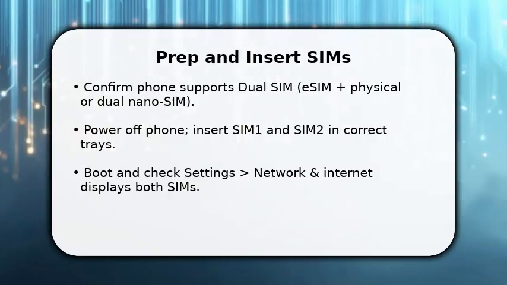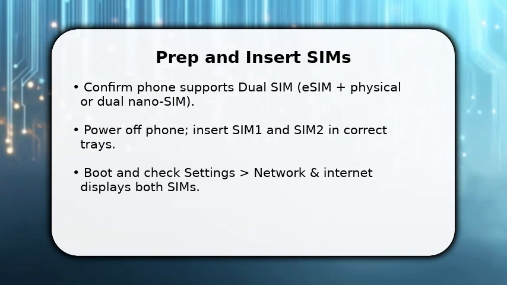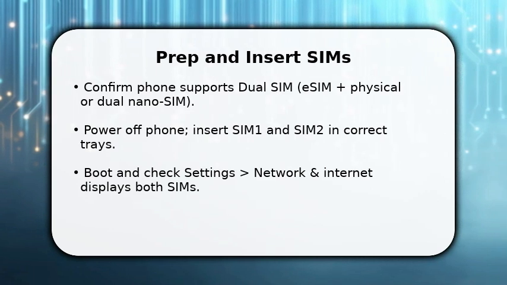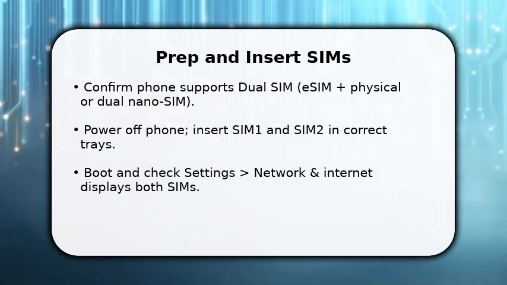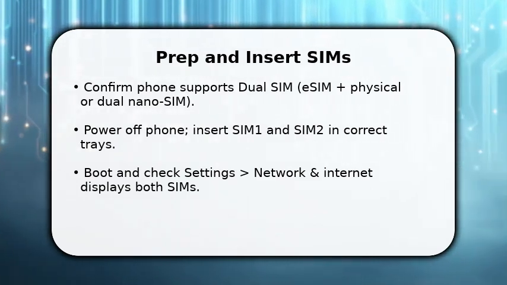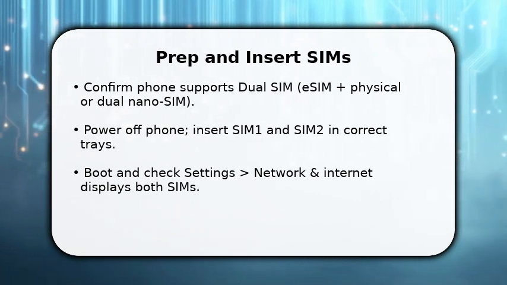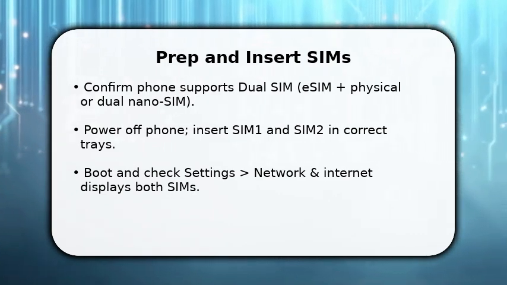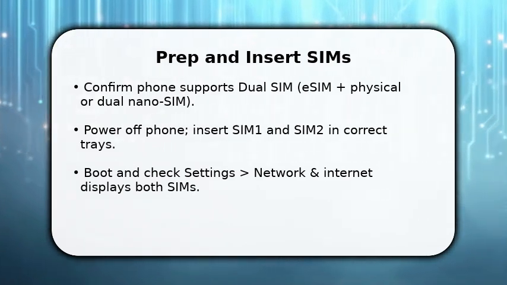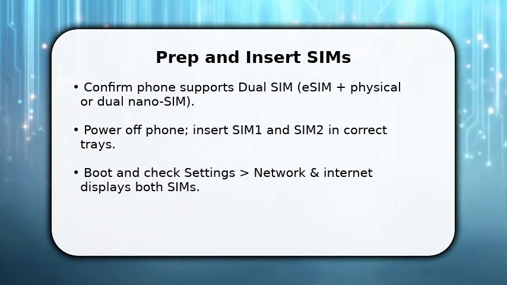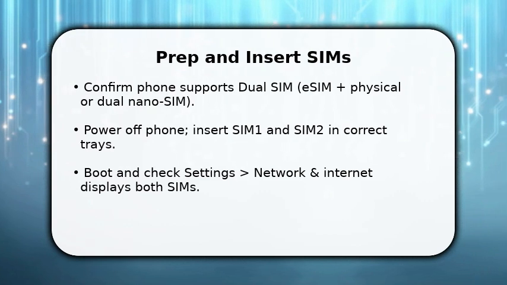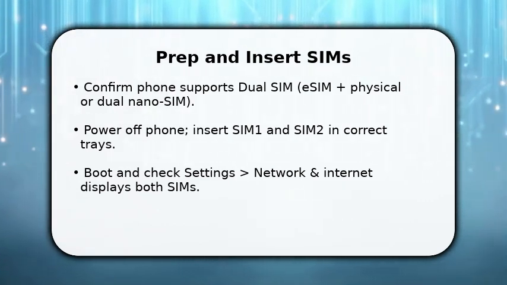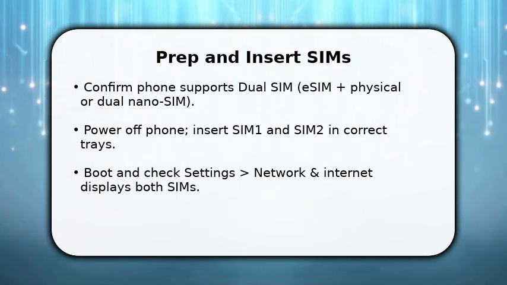You start by confirming hardware. Check that your Android supports dual SIM, eSIM, or dual nano SIM so we avoid wasted steps. Power down and insert both cards into the labeled trays, then boot the phone. Once done, open Settings and tap Network and Internet to verify two entries, SIM1 and SIM2. If one is missing, reseat the card and restart. Make sure both carriers' names or numbers appear before moving to Preference Configuration and Data Setup.